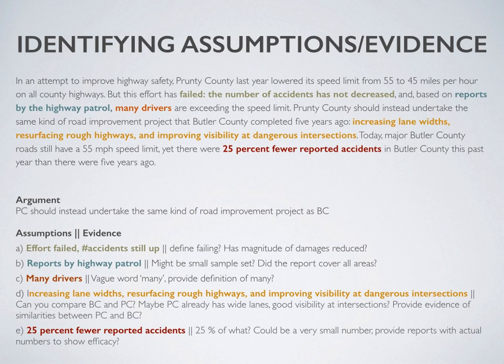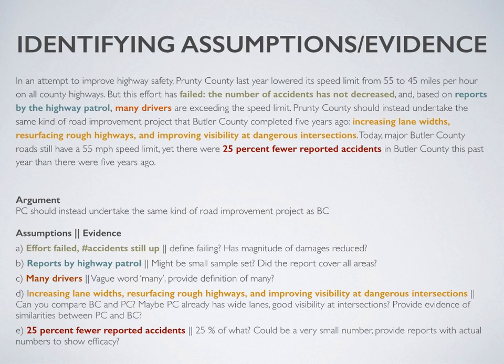It could be that the accidents are very minor now. The magnitude of these accidents, the damages caused, are very, very little. So that's point number one. Can the author provide evidence to show that the efforts actually failed and that the number of accidents has not decreased, as well as the magnitude of accidents hasn't decreased either? And can he define the word failing?